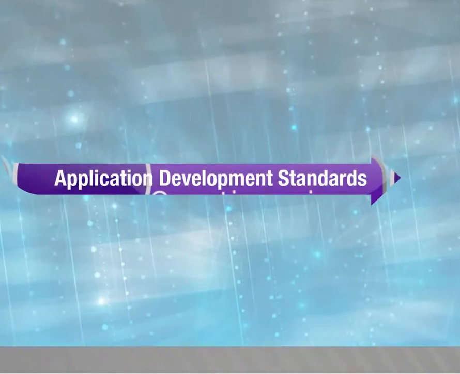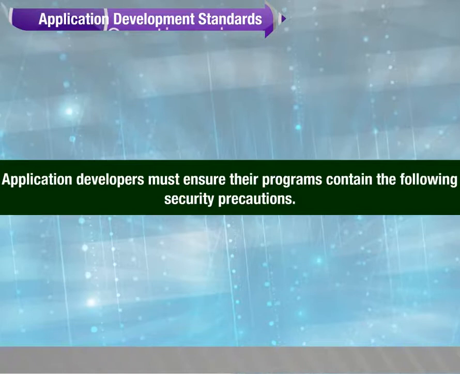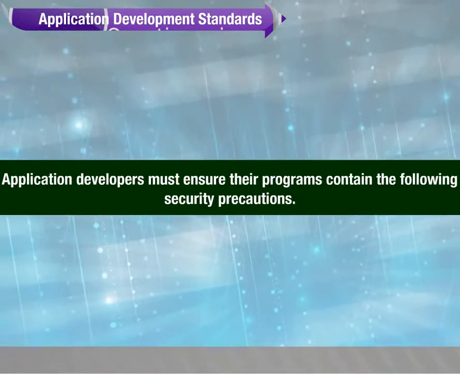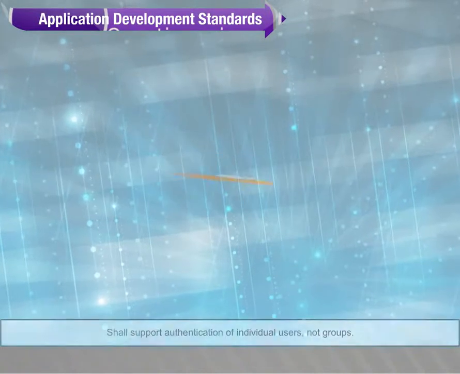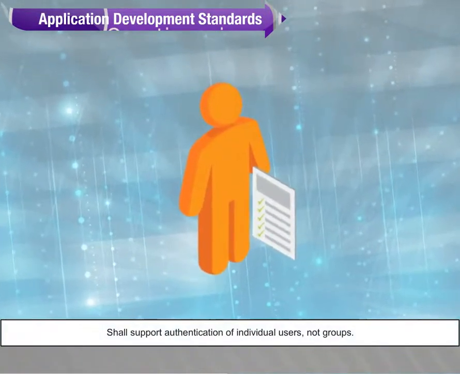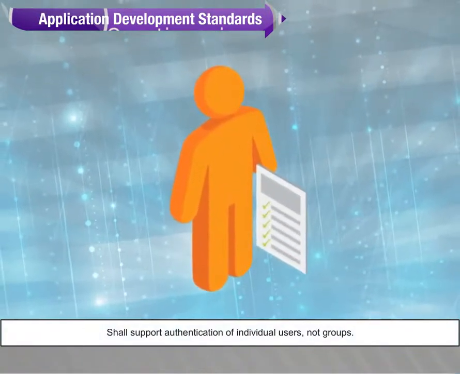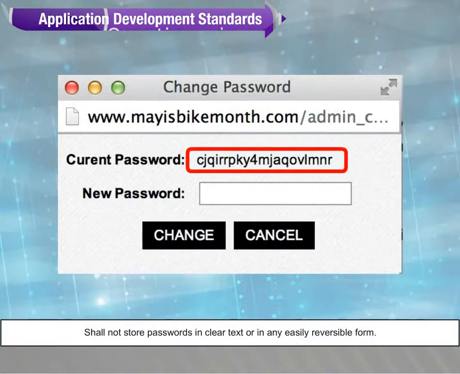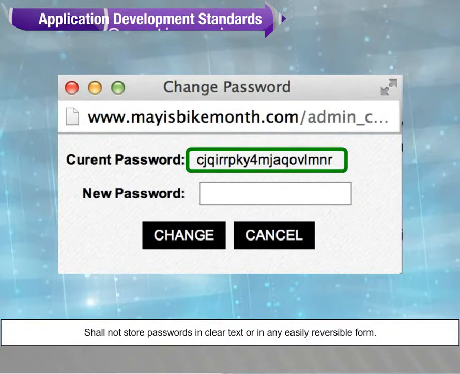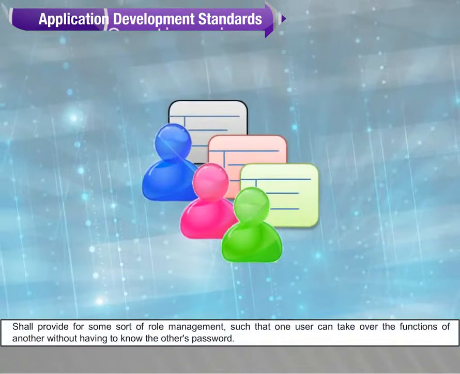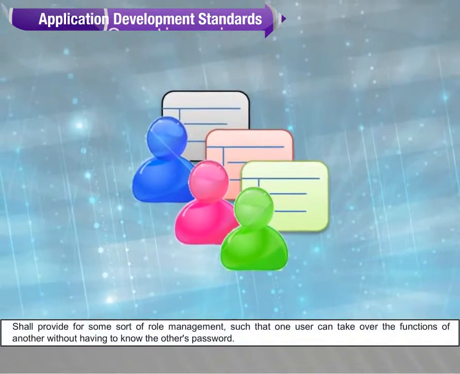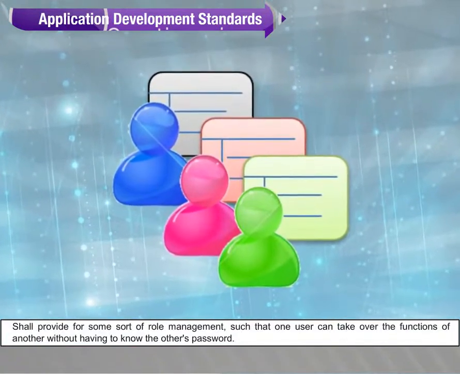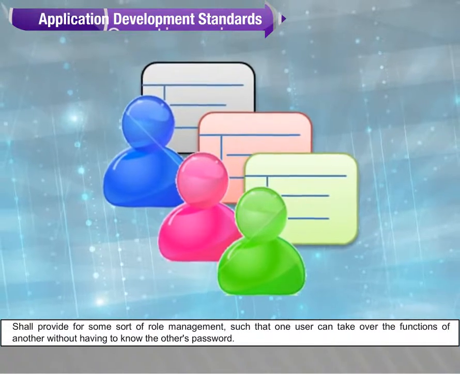Application Development Standards. Application developers must ensure their programs contain the following security precautions. They shall support authentication of individual users, not groups. They shall not store passwords in clear text or in any easily reversible form. They shall provide for some sort of role management such that one user can take over the functions of another without having to know the other's password.